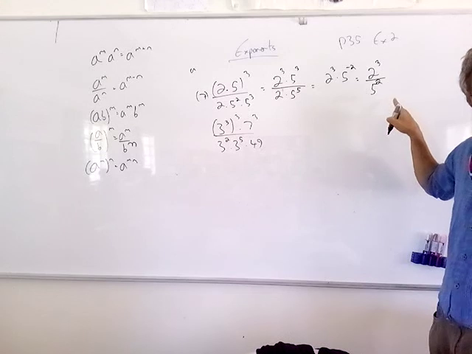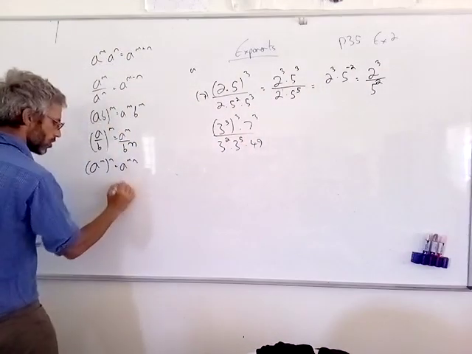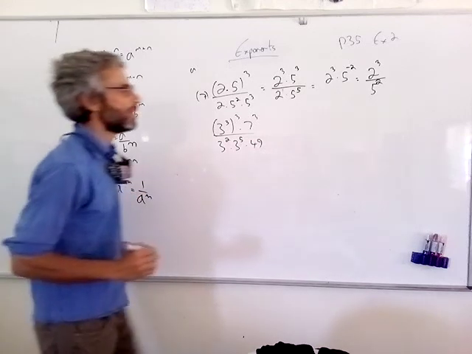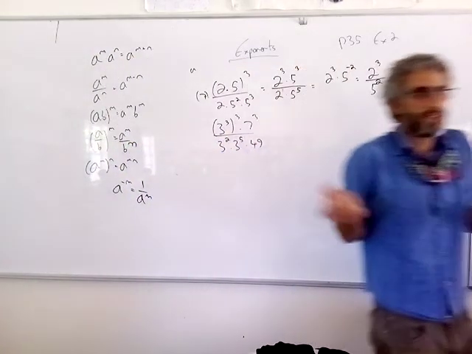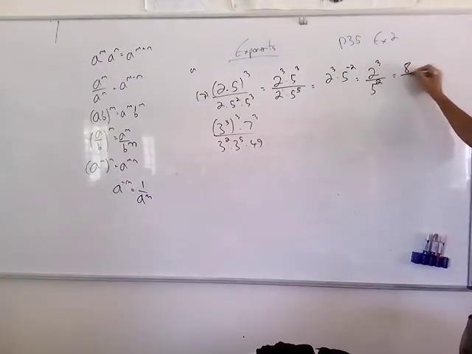I'll add that rule here. I really need you to know it by now. A to the power of minus m is 1 over a to the power of m. Now, if they want, you can leave the answer like that. If they want a final answer, 2 cubed is 8, divided by 25.